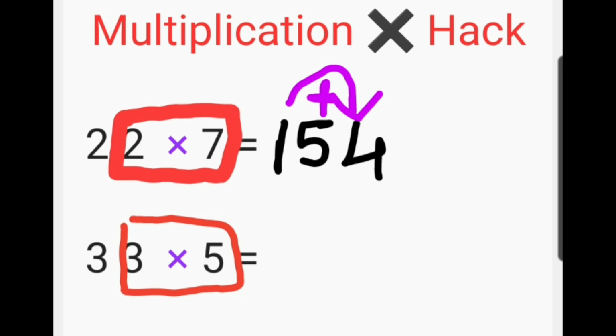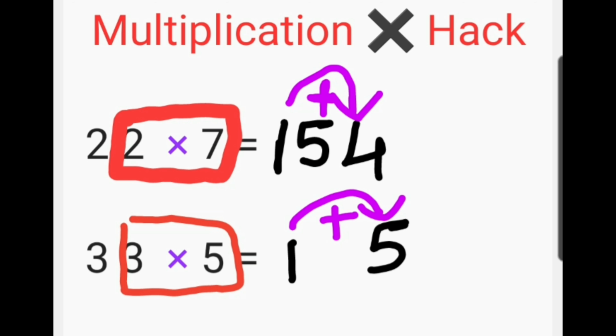3 fives are 15. So write down 1, 5. Then you'll have to add these two numbers. See what answer you are getting. So 1 plus 5 will give you 6. So your answer will be 165. Okay.